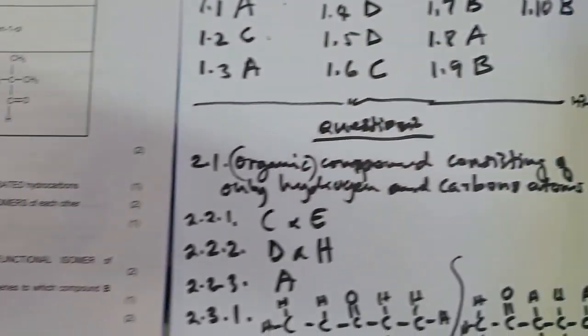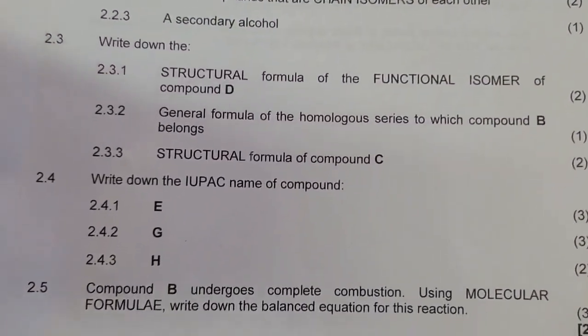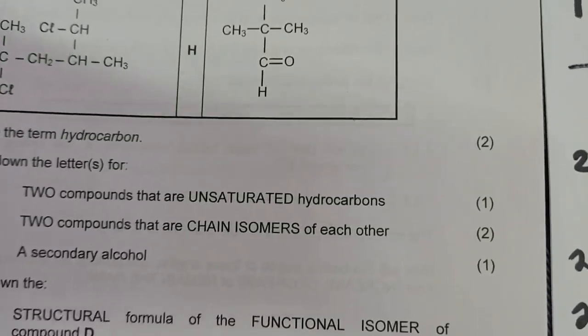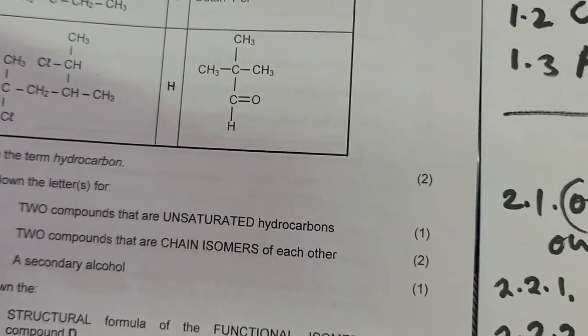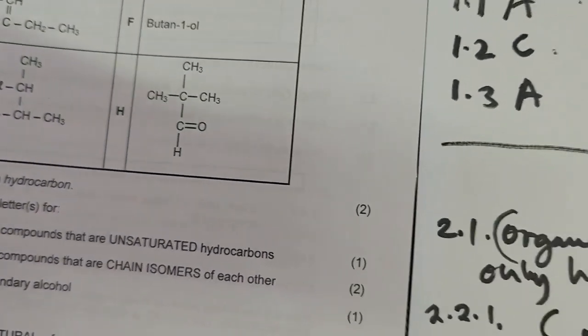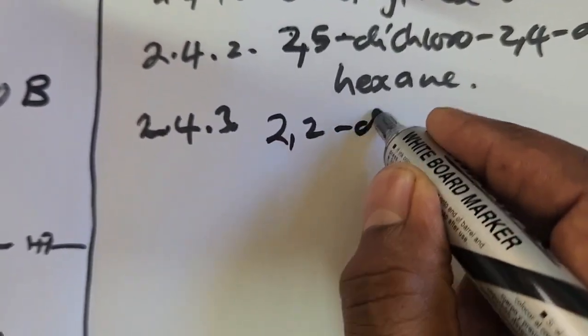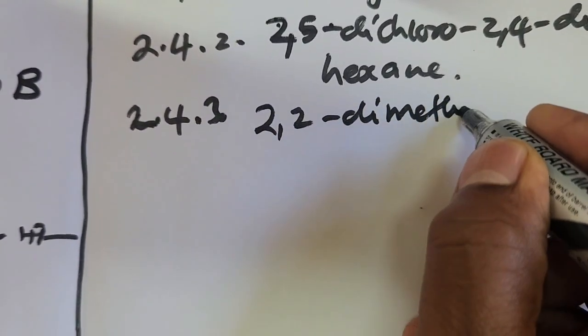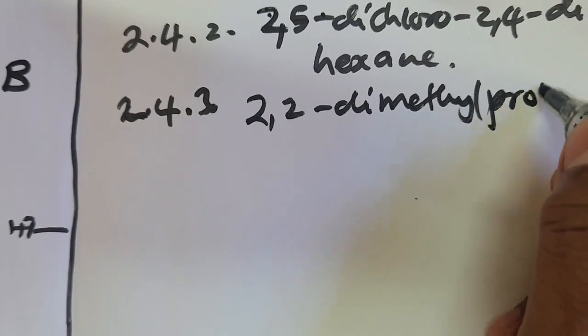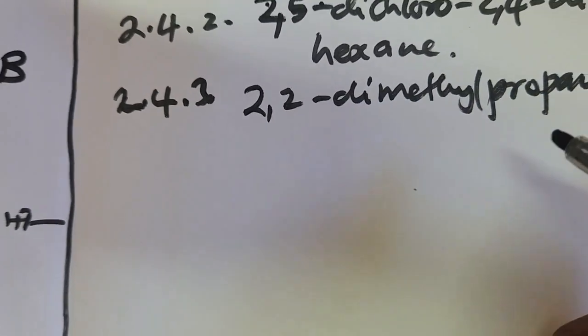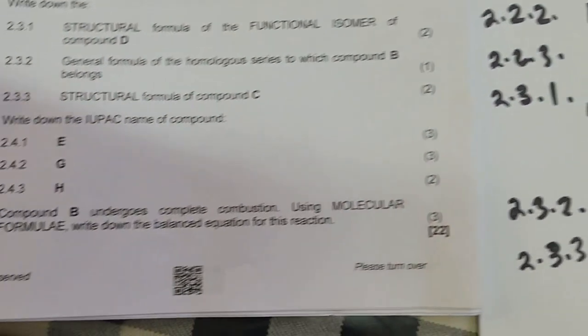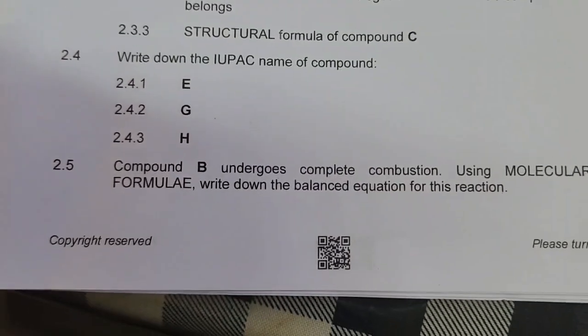2.4.3. Let's check. 2.4.3 is H. What is compound H? We've already named that one. It is 2,2-dimethyl propanol. 2,2-dimethyl propanol. Good. That's the last one in question 2.4.